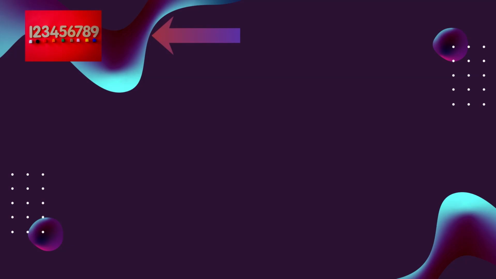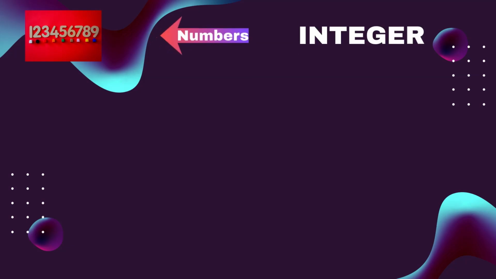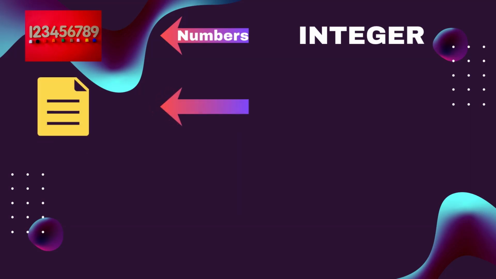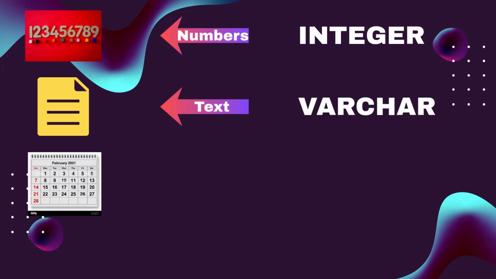First is integer. So integer is used to store whole numbers. For example, employee ID, age or quantity. The next one is varchar. So varchar is used to store the text values. For example, employee names, city names or email addresses.